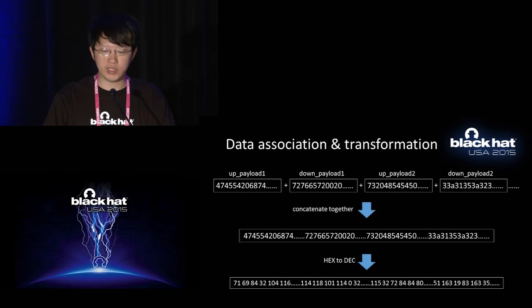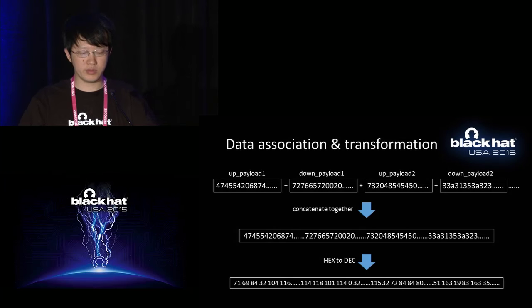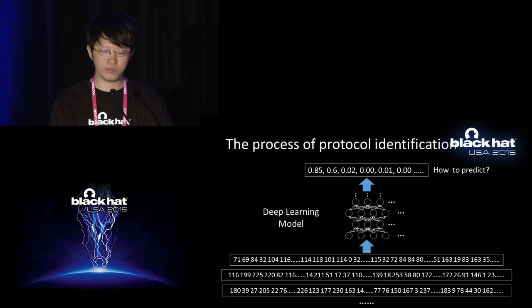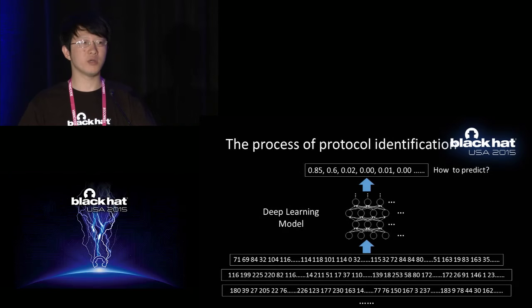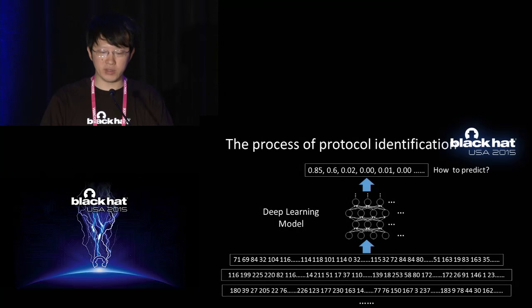Okay, let's get into details of identification. We put the upload and download alternately together. It transforms to a long sequence. Then we convert this long hexadecimal sequence to decimal vectors. Pieces of data are sent to the input layer. The model is trained by data with labels, and the test data has no labels. We can see the outputs are several floating numbers at the top, yes. What do they mean? And how can they predict?